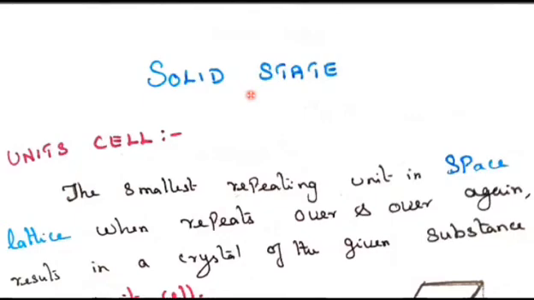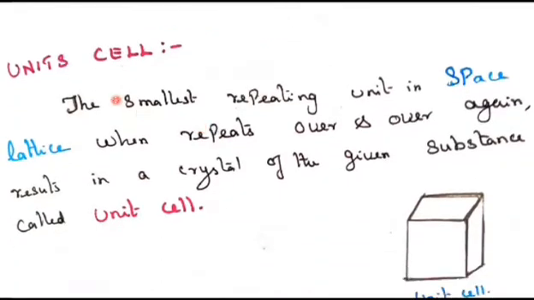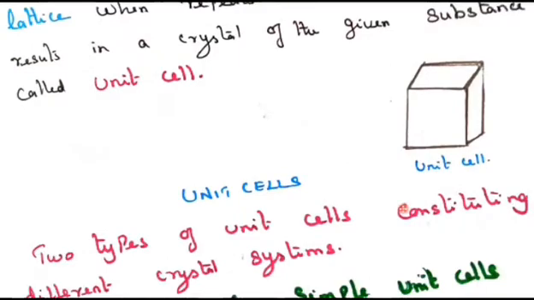Today we will see the solid state and the unit cell: how the atoms are arranged in a solid state. The smallest repeating unit in a space lattice, repeated over and over again, which results in a crystal of the substance, is called a unit cell. Each small cube is taken, and we look at how the atoms are arranged in it. That is called the unit cell.